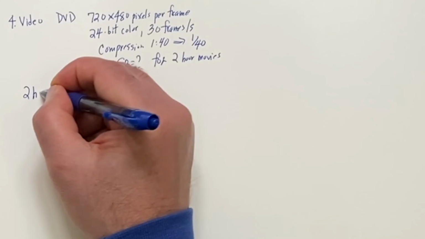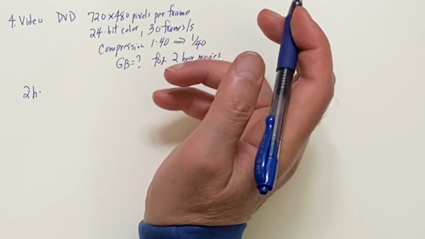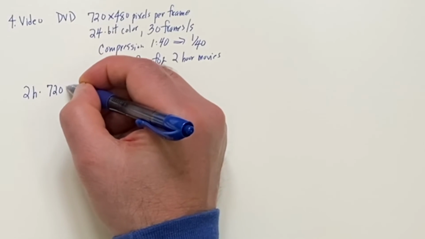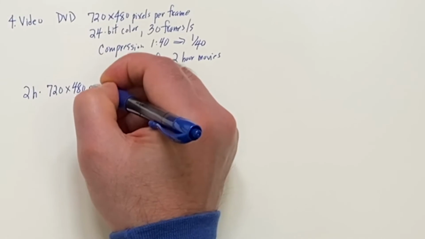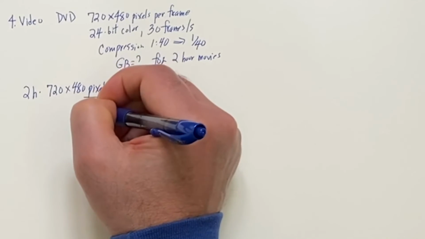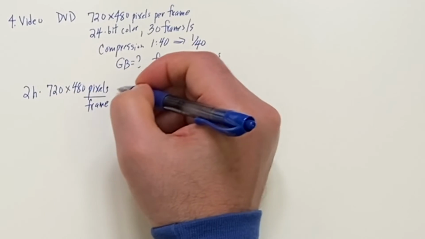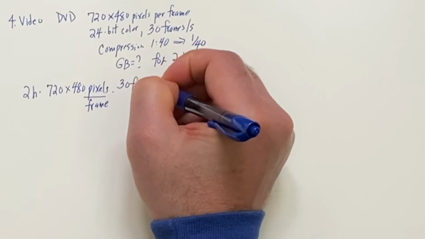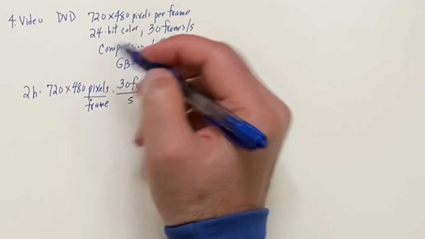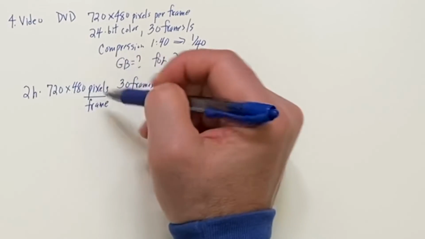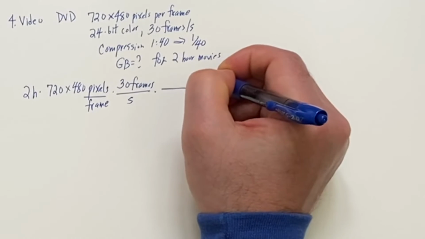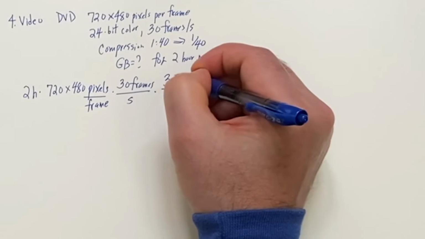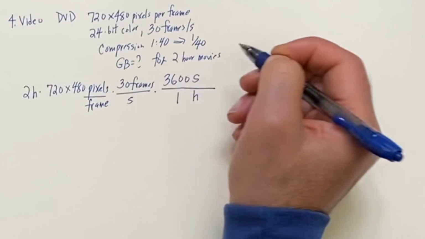I start with 2 hours. You can start with anything you want; you can start with pixels if you want. I'm going to start with 2 hours, and then multiply by the 720 by 480 pixels per frame, and that's going to clue me to get rid of the frames. So I need 30 frames per second. And now the seconds and the hours, I want to get rid of those. So put the seconds up here to kill the seconds and the hours down there. And I need 3,600 seconds for 1 hour.